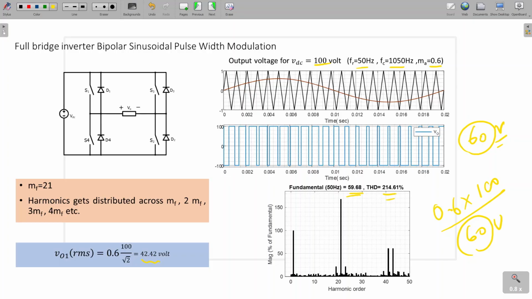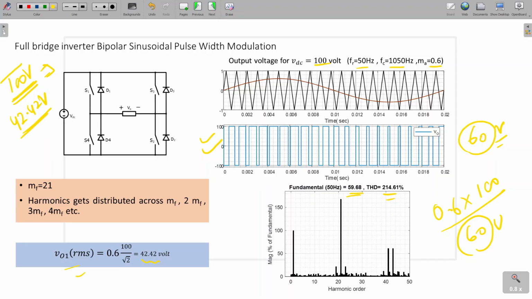Okay, see why THD is higher here. In the last session, someone asked whether THD can be greater than 100% or not. So if you see the actual RMS value, what will be the actual RMS value of this signal? That will be 100 volt. See, the actual will be 100 volt, but the fundamental will be how much? 42.42 volt.